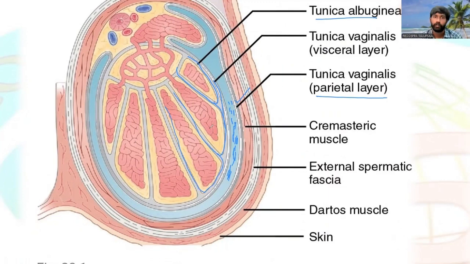which divides the testis into testicular lobules. It is one testicular lobule. It is also one testicular lobule. It is also one testicular lobule. Like this, these are the testicular lobules. Okay.